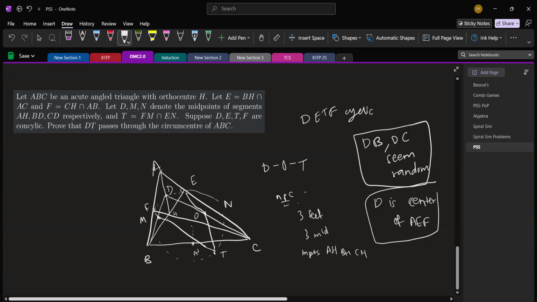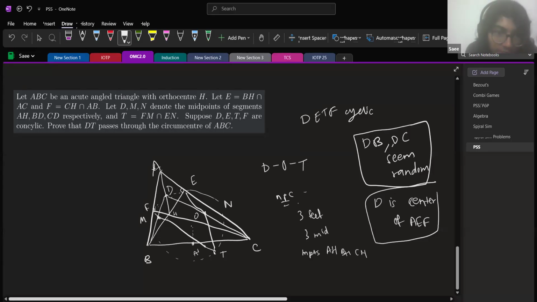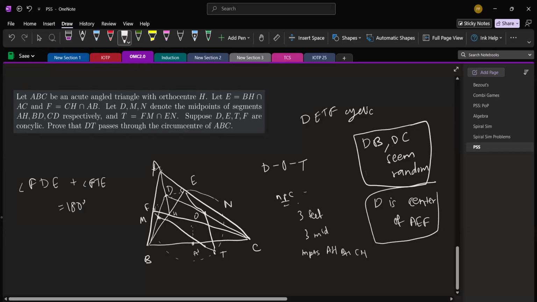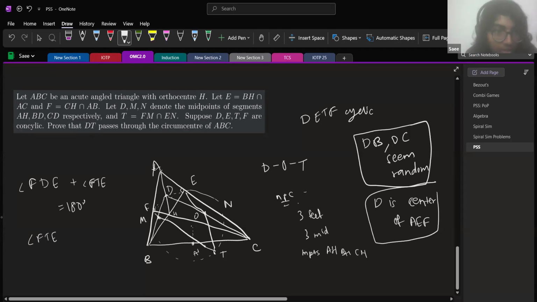Also some more preliminary stuff that you should definitely write in an exam even if you don't write anything else. Angle FDE plus FTE is 180, guys. Groundbreaking discovery. Wait, do we know any of these angles? Yeah, we know FDE is twice 2A, so 180 minus 2A. So angle FTE seems to be neat. It's 180 minus 2A.